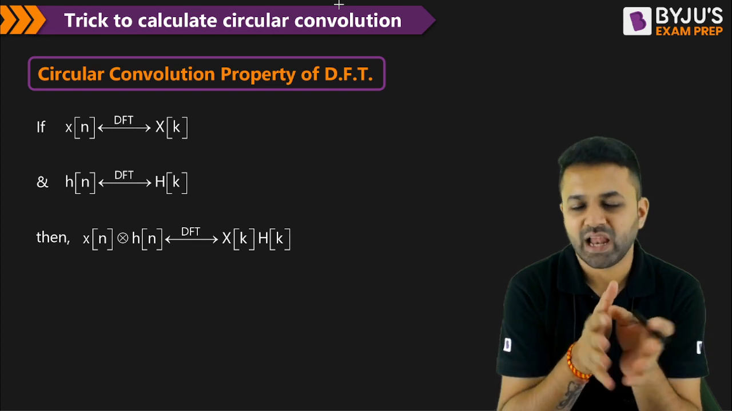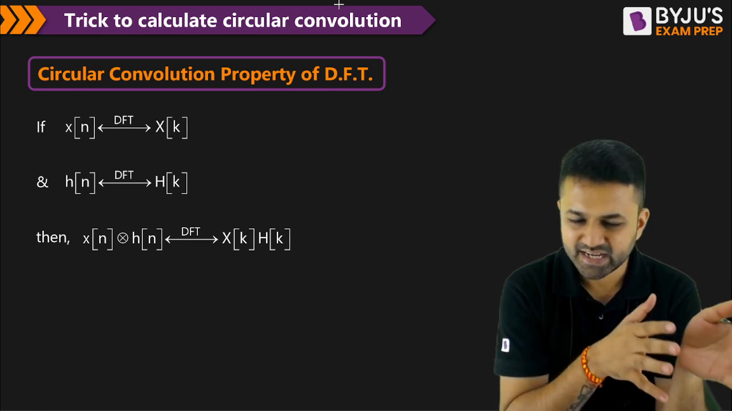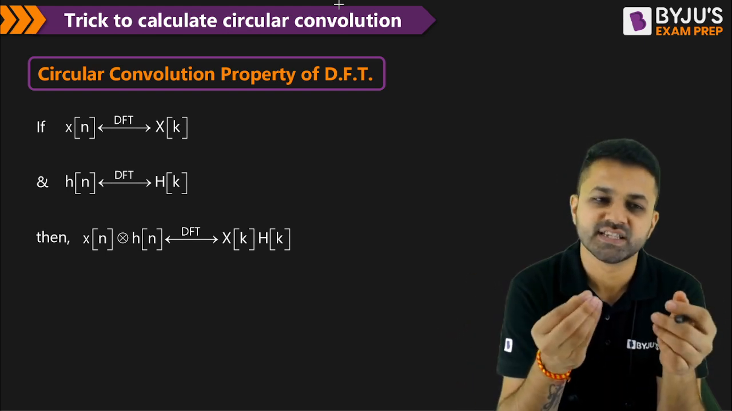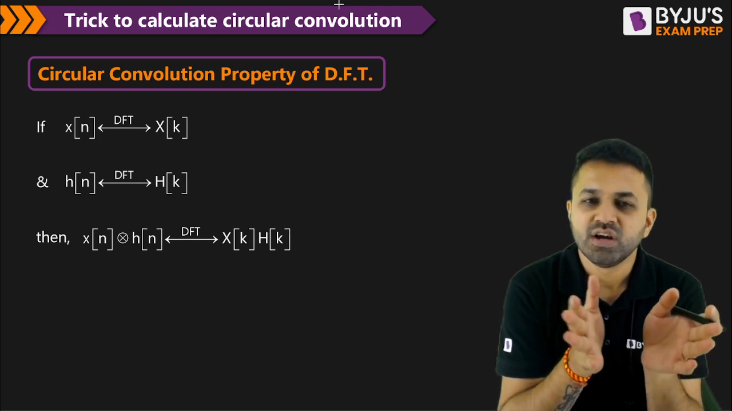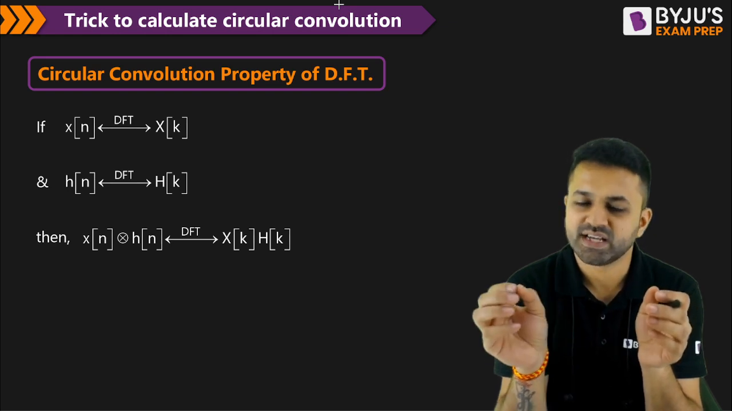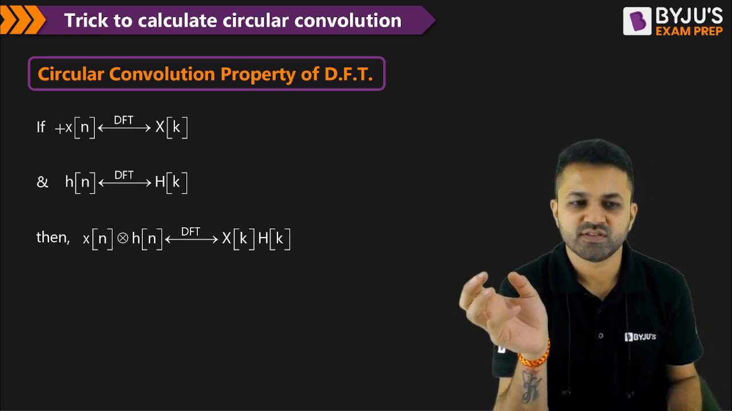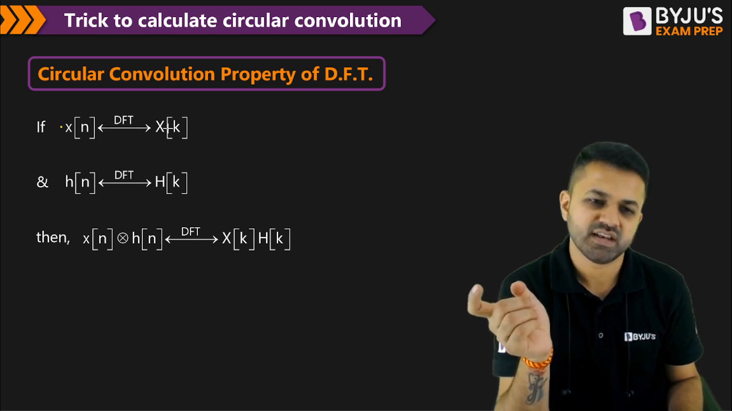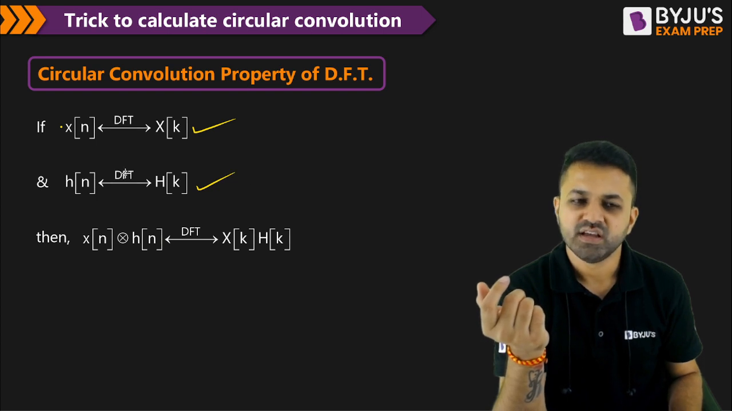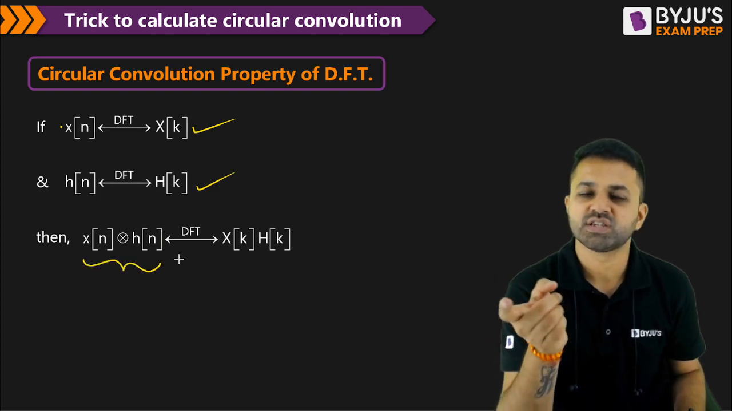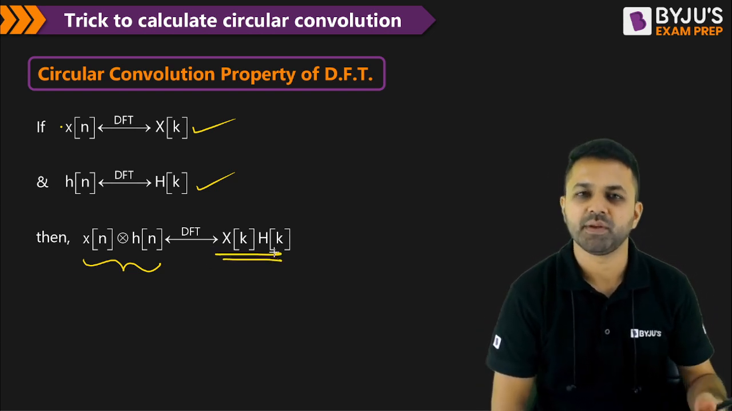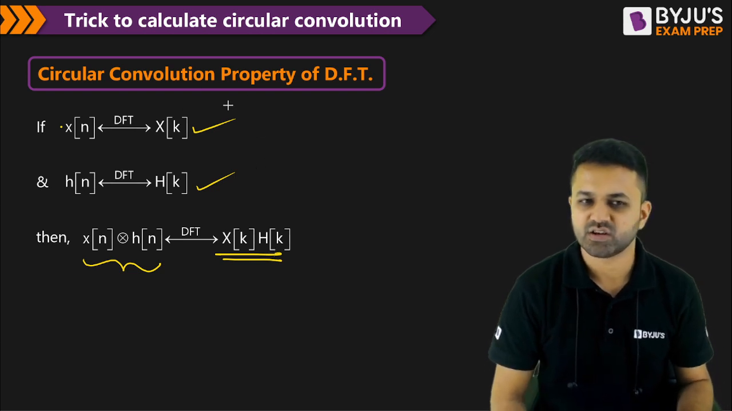Suppose you want to calculate the circular convolution. That can be done in the discrete time domain, and if you calculate the DFT, that is the discrete Fourier transform, then you can also calculate the circular convolution just by multiplying those two DFTs. So if you want to circular convolve x of n, whose DFT is X of k, and h of n, whose DFT is H of k, then instead of calculating the circular convolution in the discrete time domain, you can multiply them, and after multiplication you can take the inverse DFT. So that is the circular convolution property.